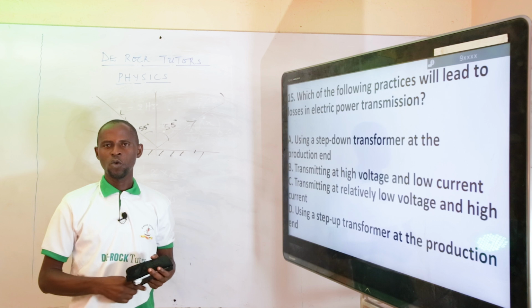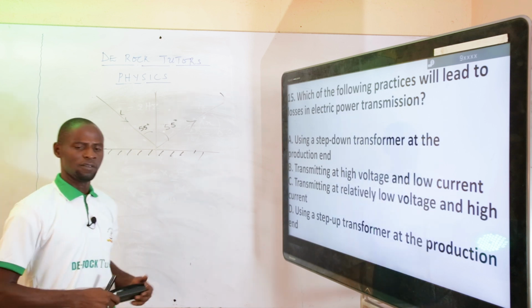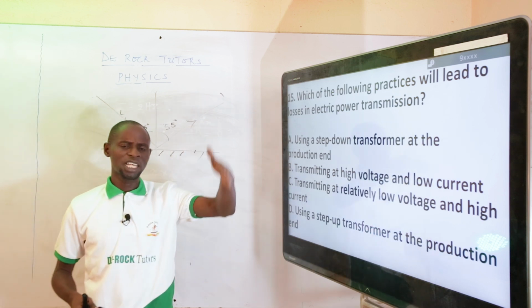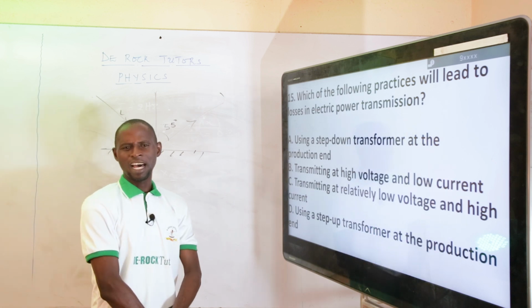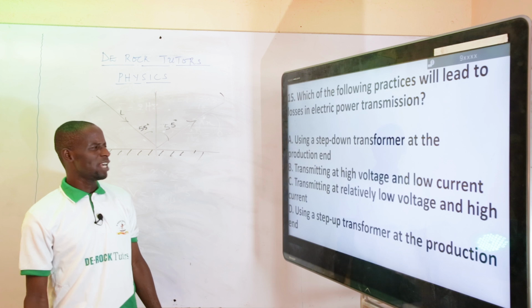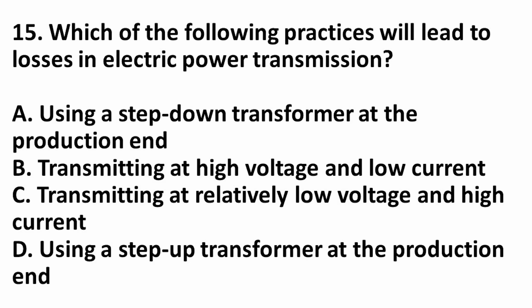One thing you have to know: when power is being transmitted, for example from the transmission station to other stations, the power must be transmitted at a very high voltage and low current to minimize energy loss. So let's look at the options. A, using a step-down transformer at the production end? B, transmitting at high voltage and low current. So that's the correct option, option B, transmitting at very high voltage and low current.